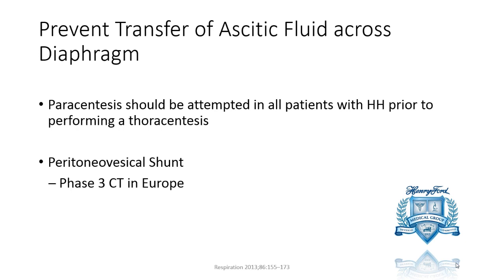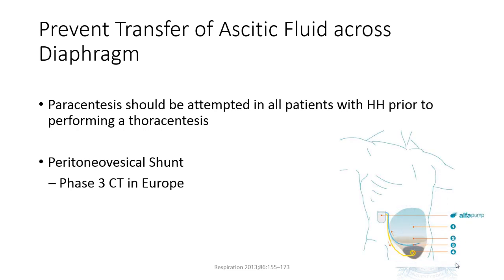Prevent fluid transferring from the peritoneum to the pleural space. So as I said, paracentesis should be attempted in all these patients before performing a thoracentesis. In Europe, they're actually doing a phase 3 controlled trial on an alpha pump, which drains fluid in the peritoneum into the bladder. I think it's going to take another year or two before they get more data on this.